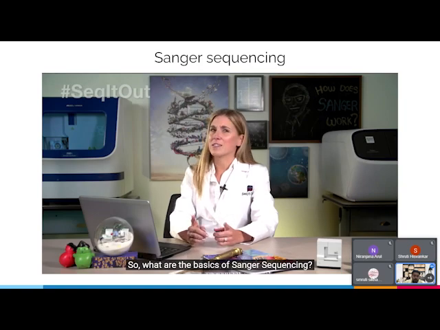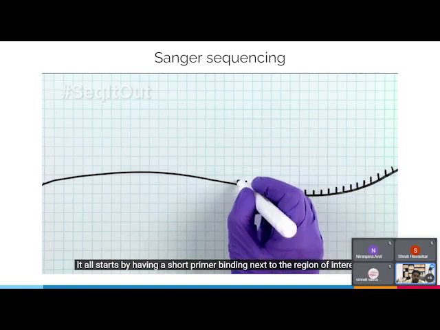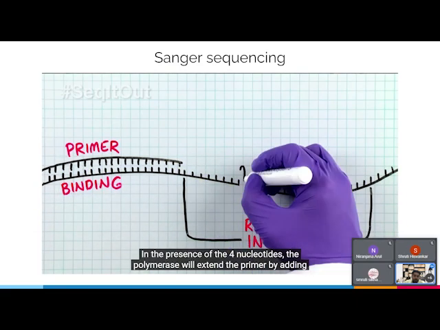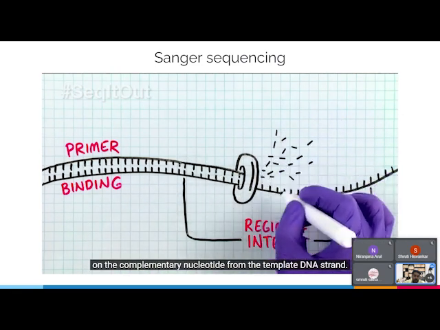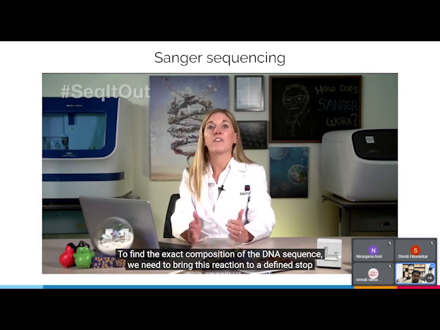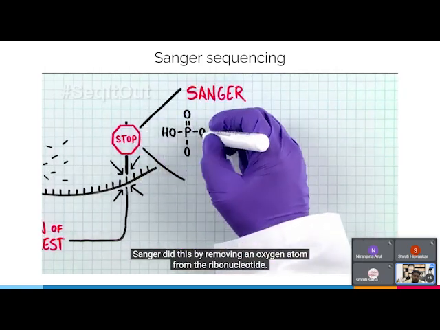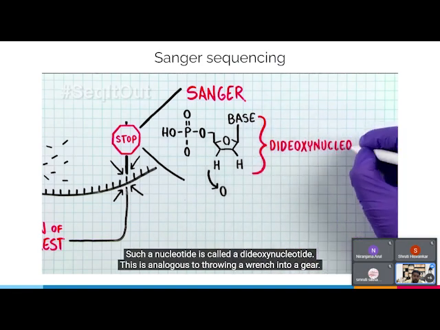So what are the basics of Sanger sequencing? Let's take a look at our lab book. It all starts by having a short primer binding next to the region of interest. In the presence of the 4 nucleotides, the polymerase will extend the primer by adding on the complementary nucleotide from the template DNA strand. To find the exact composition of the DNA sequence, we need to bring this reaction to a defined stop that allows us to identify the base at the very end of this particular DNA fragment. Sanger did this by removing an oxygen atom from the ribonucleotide. Such a nucleotide is called a dideoxide nucleotide.